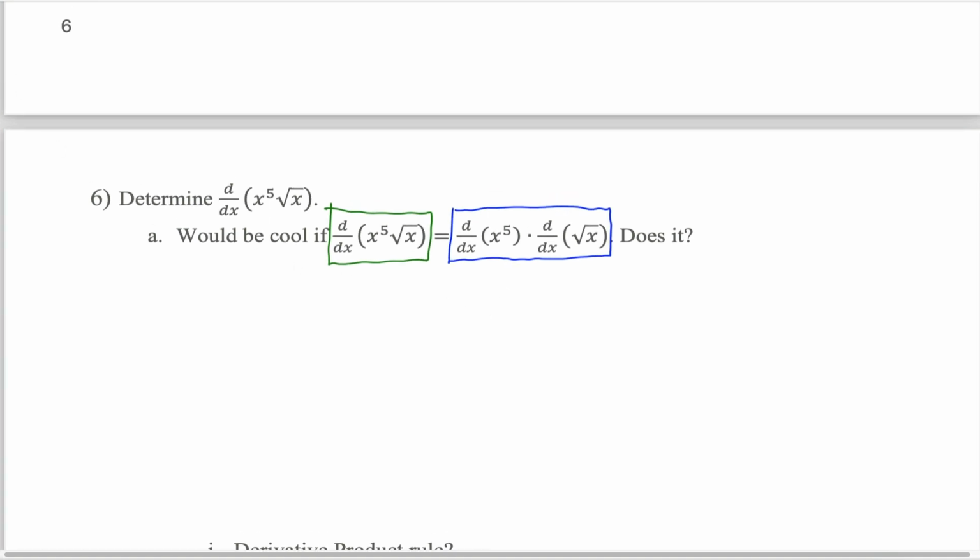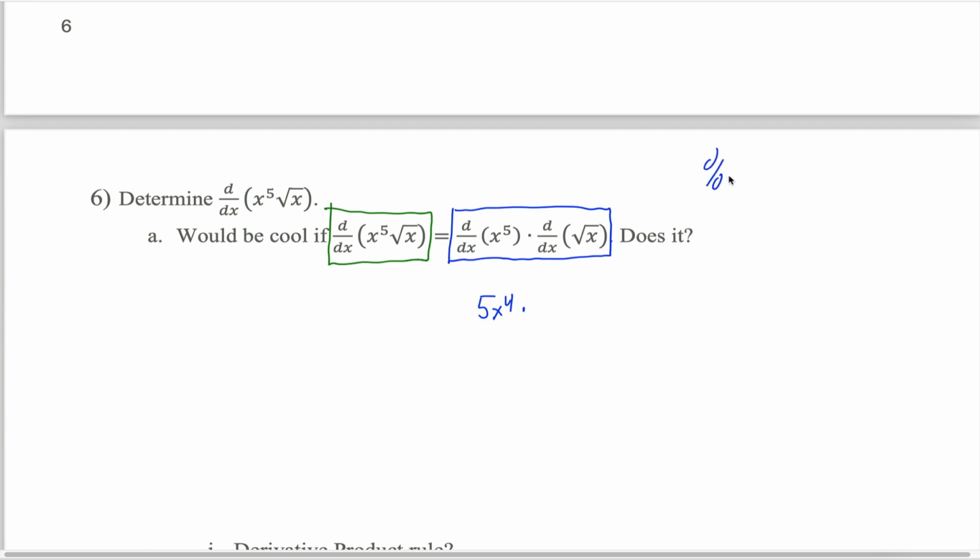Don't believe me? Let me prove it to you real quick. I know the derivative of x to the 5th power. That's really easy. The derivative of x to the 5th power is just 5x to the 4th power using the power rule. And guess what? I know the derivative of the square root of x also. That's something I just learned how to do.